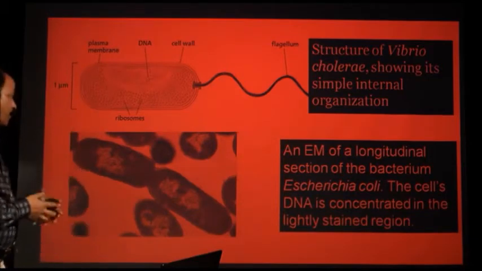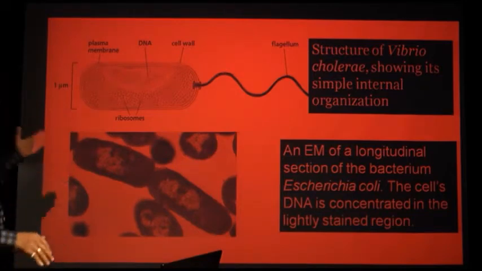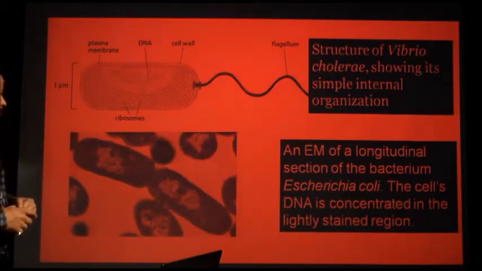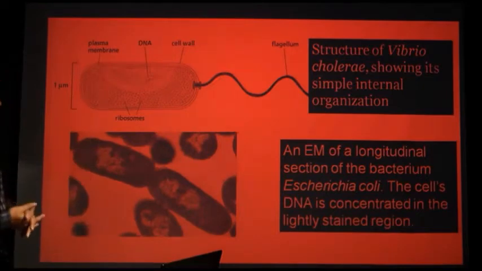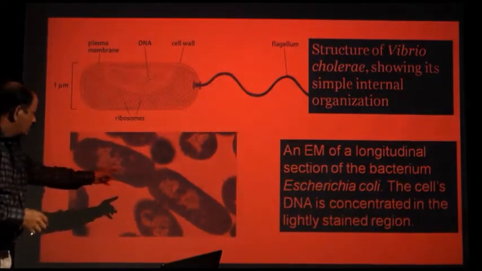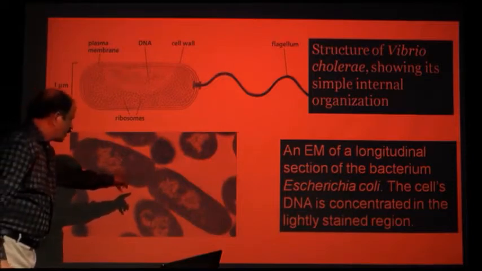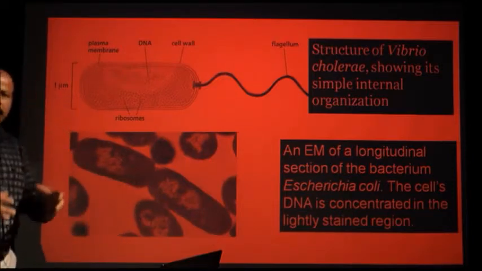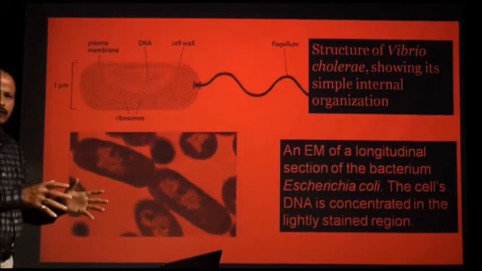But the second diagram is a photograph, an electron microscopic photograph. That's why it is called an electron micrograph. It gives high resolution. This bacterium, E. coli, Escherichia coli, is sectioned, and when it is seen under the electron microscope, you can see the transparent regions. The cell's DNA is concentrated in the light staining region, and this is the nucleoid. It is often called an incipient nucleus or a very primitive nucleus, but it has the genetic material.